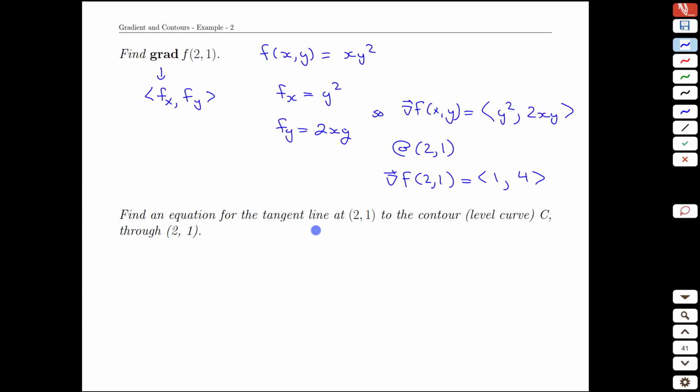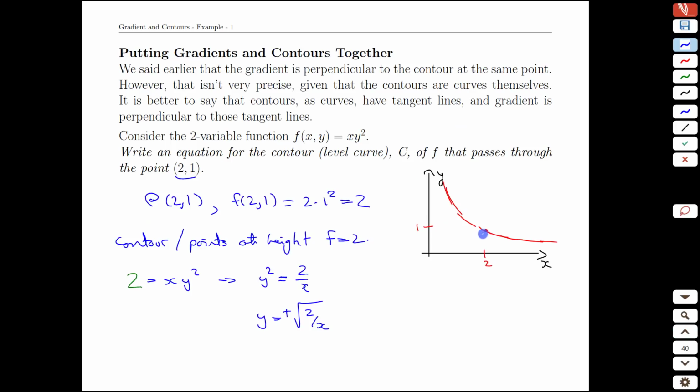Now we're going to change gears a little bit. Find an equation for the tangent line at (2, 1) to the contour through the point. All right, let's go back for a moment. We found the gradient vector here was (1, 4). That was our gradient vector. Now we're asked to find the perpendicular line to that, but we're not going to assume that we know that yet. What we're going to do is simply find the tangent line to this formula.